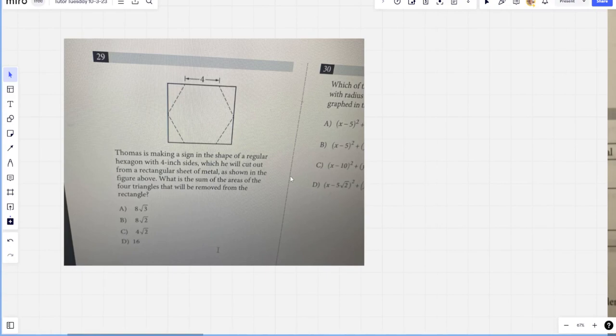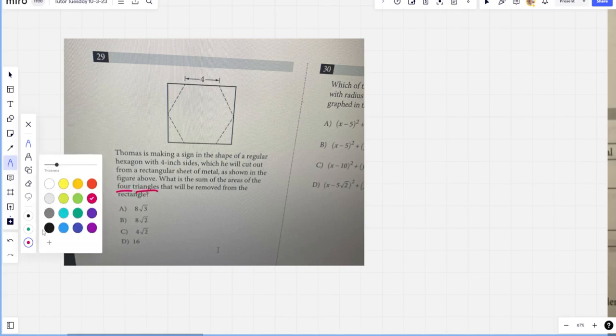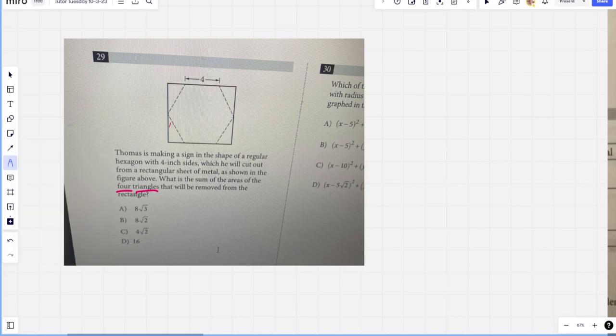Thomas is making a sign in the shape of a regular hexagon with 4-inch sides, which he will cut out from a rectangular sheet of metal, as shown in the figure above. What is the sum of the areas of the 4 triangles that will be removed from the rectangle? So the 4 triangles that are going to be removed here, let me shade it in here, it's these cuts from the rectangle. The ones on the corners, the ones on the edges.